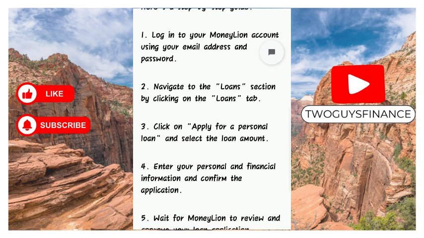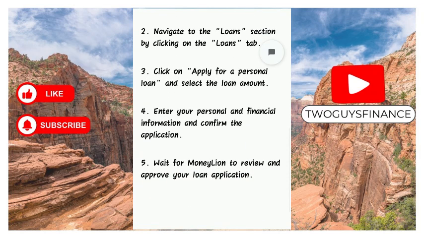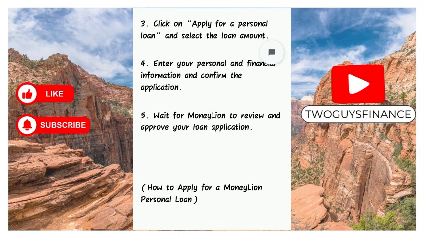Next up, you want to enter your personal and financial information and then confirm the application. Then you just gotta wait for Moneylion to review and approve your loan application, and if it's approved, the money is going to be deposited into your account. So yeah, that's pretty much it on how to apply for a Moneylion personal loan.